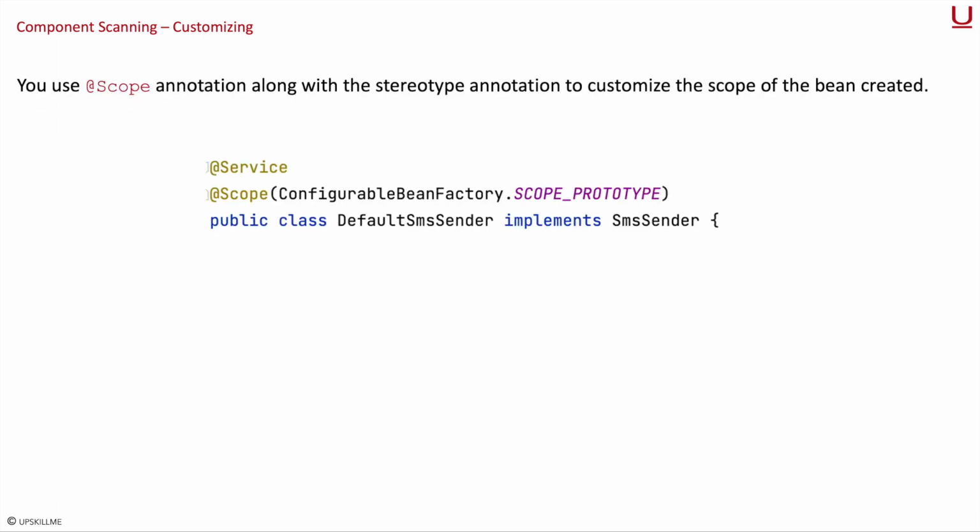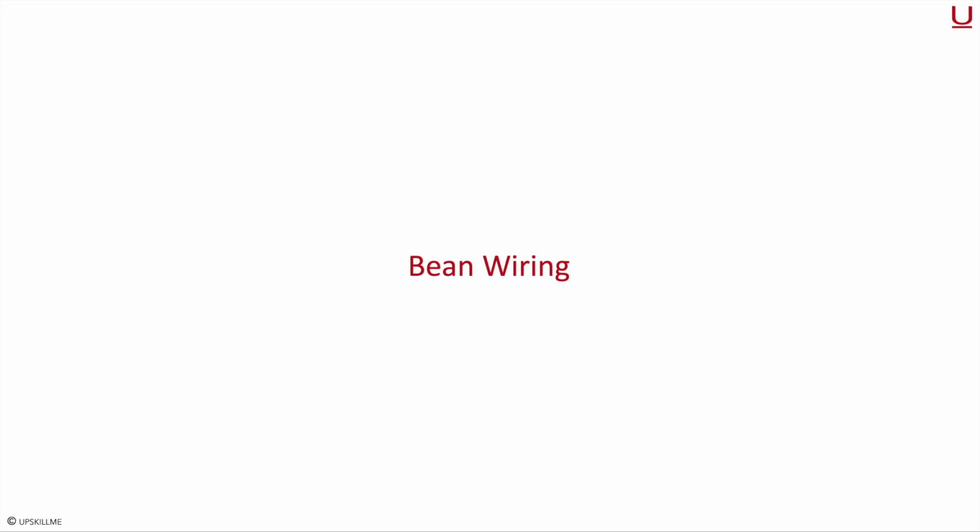You can use the scope annotation along with the stereotype annotation to customize the scope of the bean created. Here, in this case, the bean will have prototype scope. This concludes the component scanning chapter. Next is bean wiring.